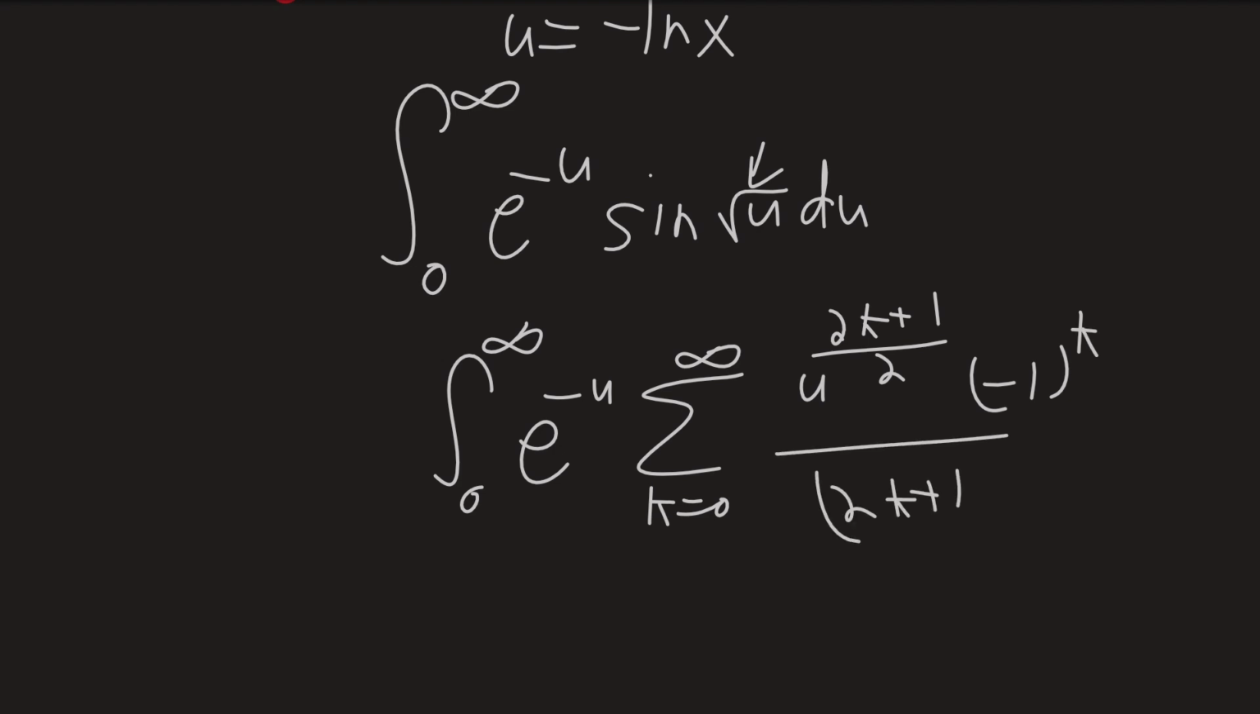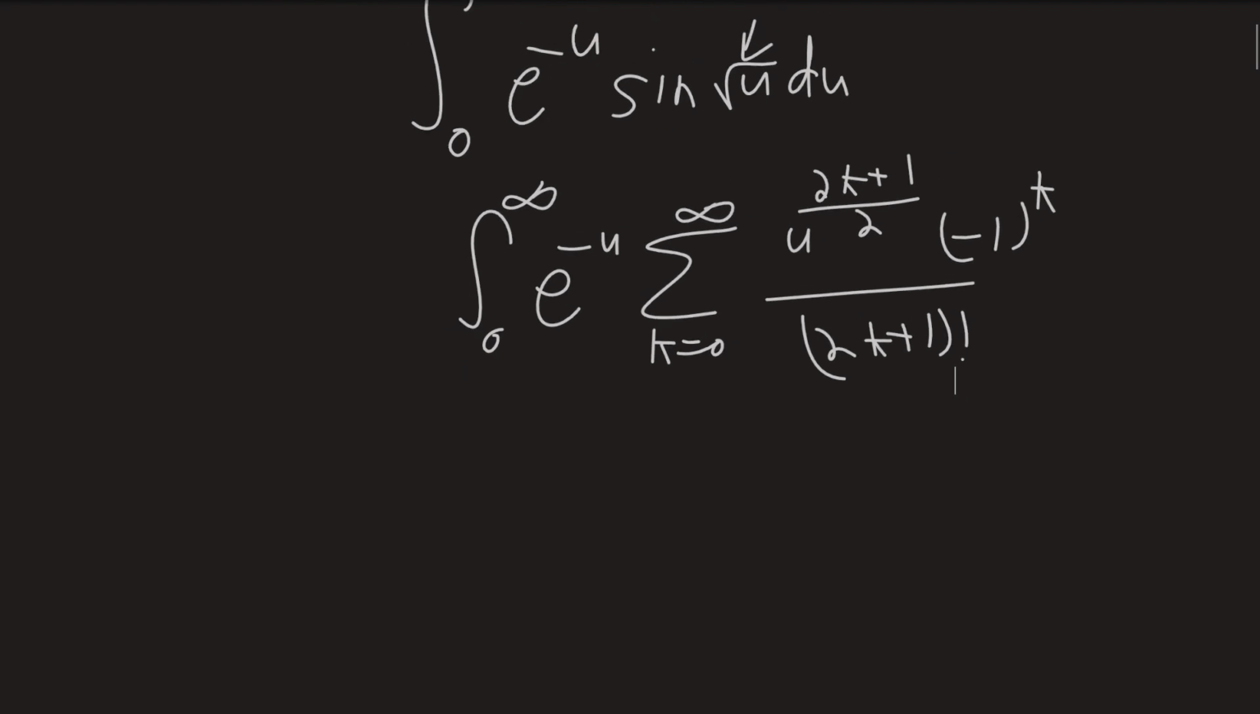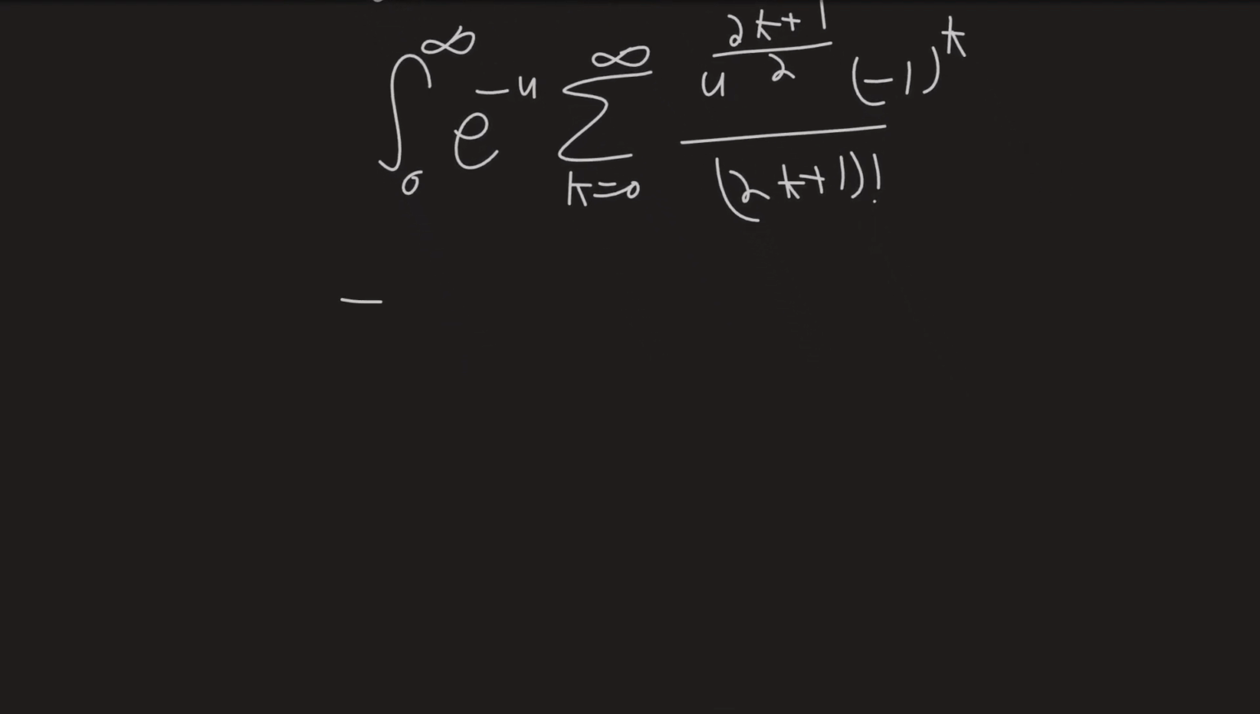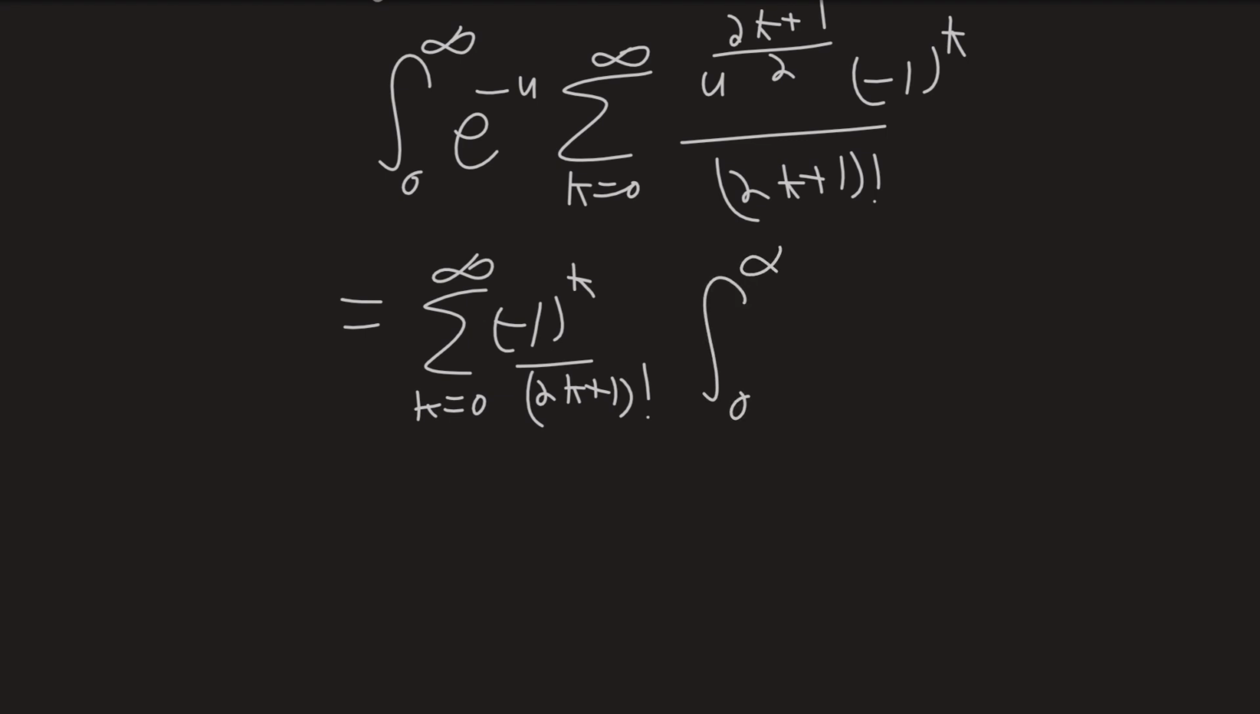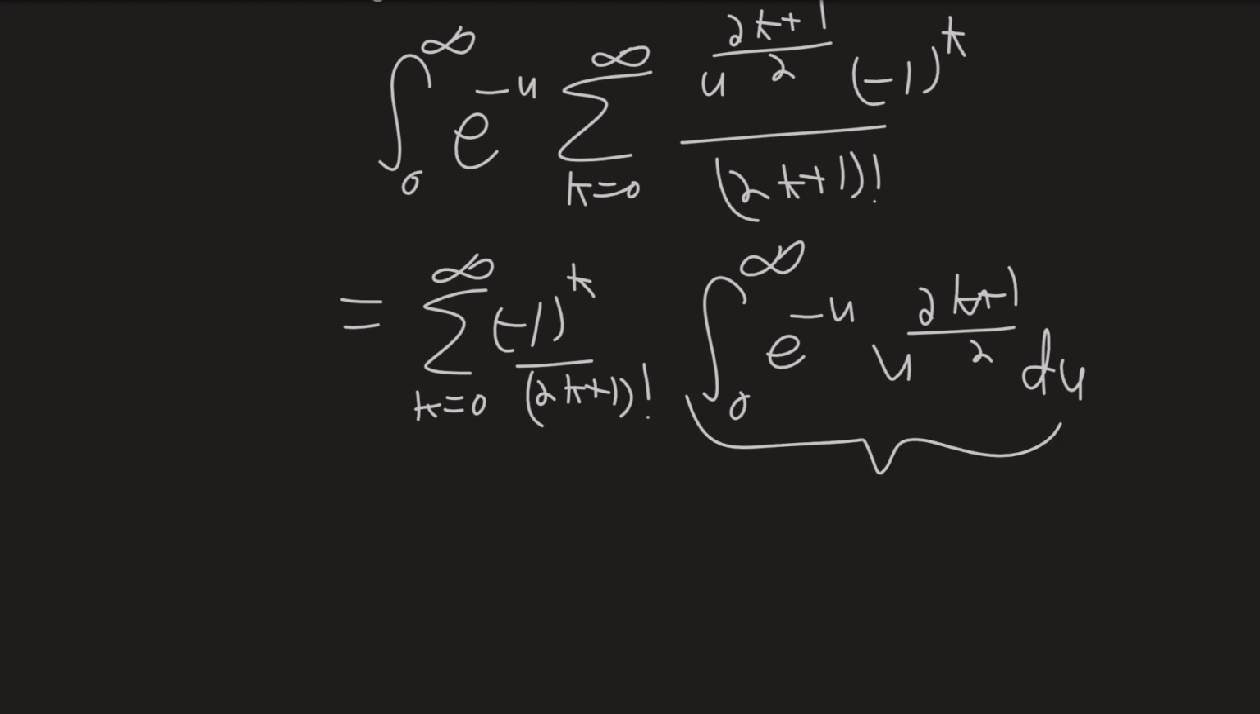And just rearranging this, what we end up getting is the sum from k equals 0 to infinity of negative 1 to the k over (2k plus 1) factorial times the integral from 0 to infinity of e to the minus u times u to the (2k plus 1) over 2. This is a mouthful, but trust me, it simplifies, because this right here is nothing but ((2k plus 1) over 2) factorial. You recognize that as the gamma function of x plus 1.